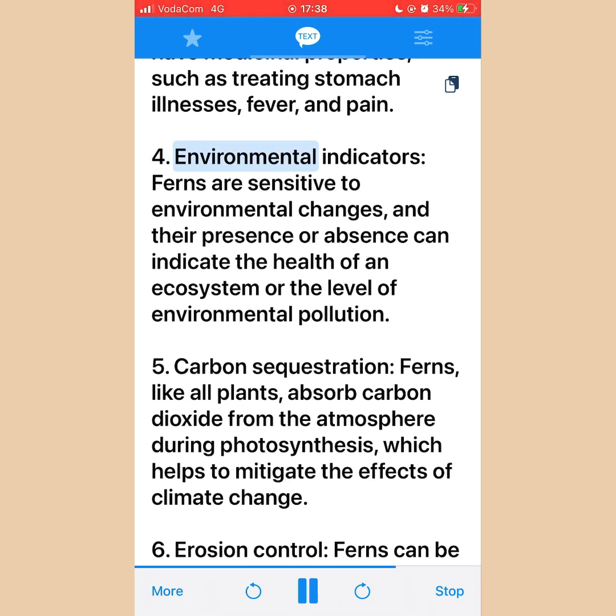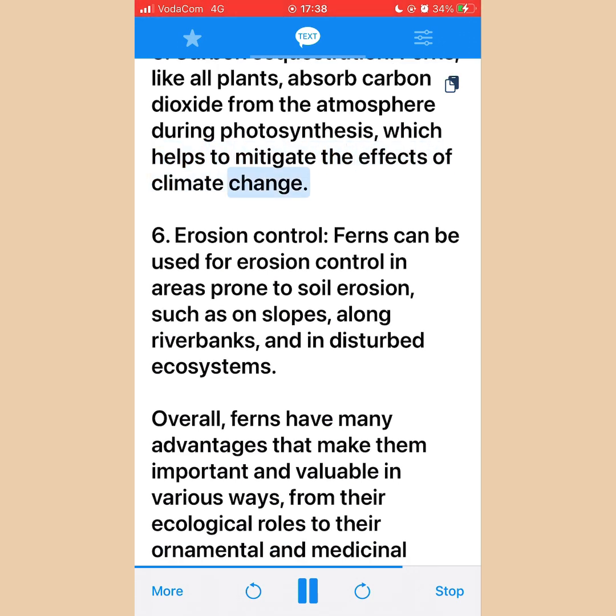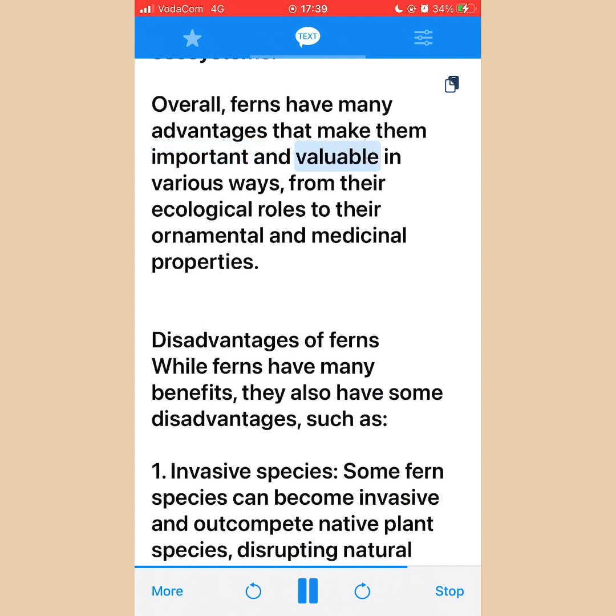4. Environmental indicators. Ferns are sensitive to environmental changes, and their presence or absence can indicate the health of an ecosystem or the level of environmental pollution. 5. Carbon sequestration. Ferns, like all plants, absorb carbon dioxide from the atmosphere during photosynthesis, which helps to mitigate the effects of climate change. 6. Erosion control. Ferns can be used for erosion control in areas prone to soil erosion, such as on slopes, along riverbanks, and in disturbed ecosystems. Overall, ferns have many advantages that make them important and valuable in various ways, from their ecological roles to their ornamental and medicinal properties.